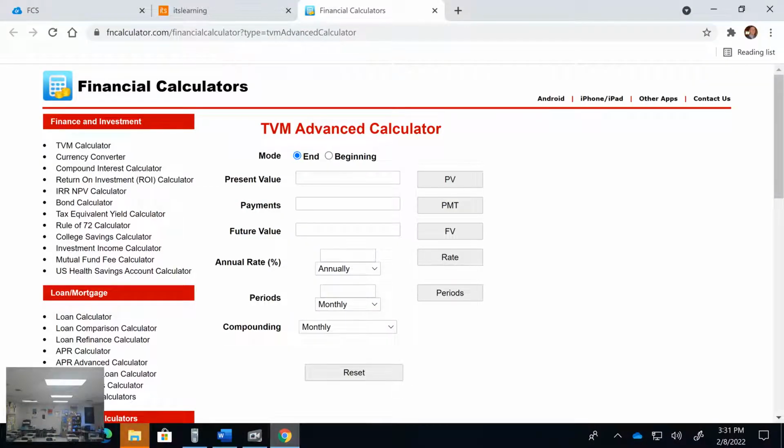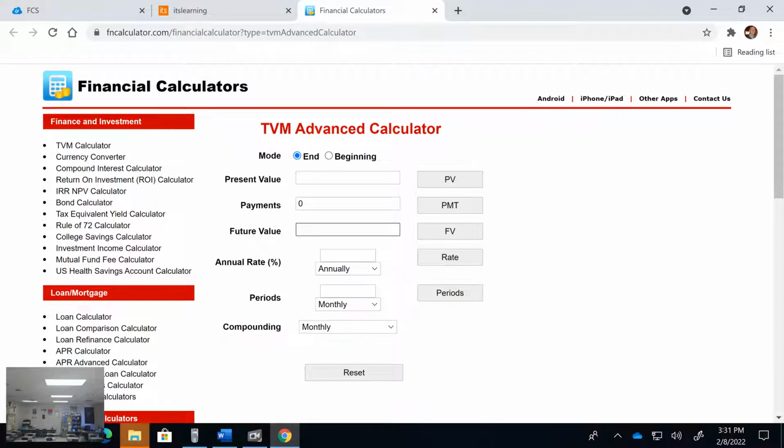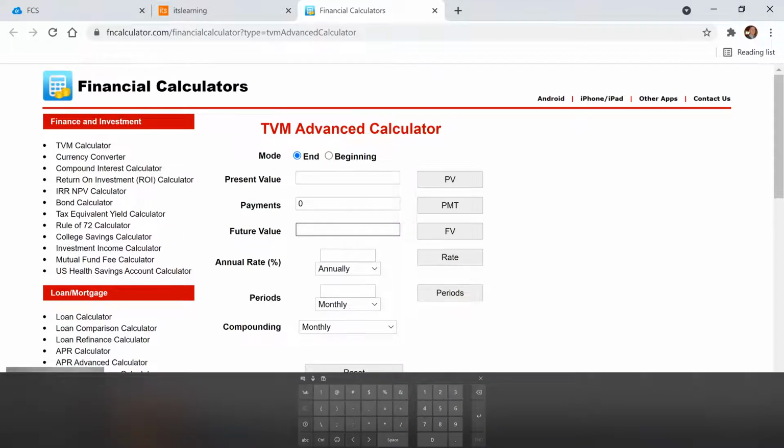I told you I'd show you another option utilizing this website. This link, fncalculator.com, is just financial calculators, and it's dealing with time value of money, or TVM. So what we're trying to find here is the present value. We're saying that there are going to be 0 payments made, so we can just put in a 0 right there. All right, the future value that we would like to see is $750,000.